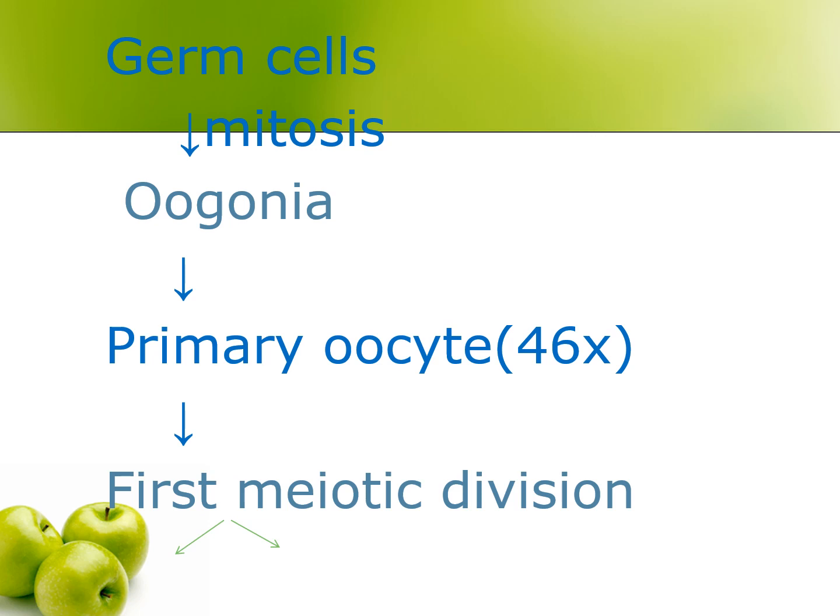So these germ cells undergo mitotic division and form cells known as oogonia. This oogonia will mature again and form the primary oocyte. This primary oocyte has a chromosomal pattern of 46XX. And this primary oocyte will undergo the first meiotic division. That is a type of cell division. Meiosis is the type of cell division which occurs in sex cells, and the chromosomal pattern becomes half.